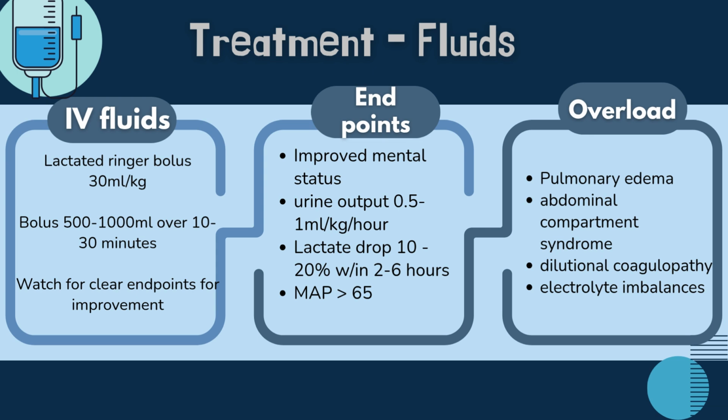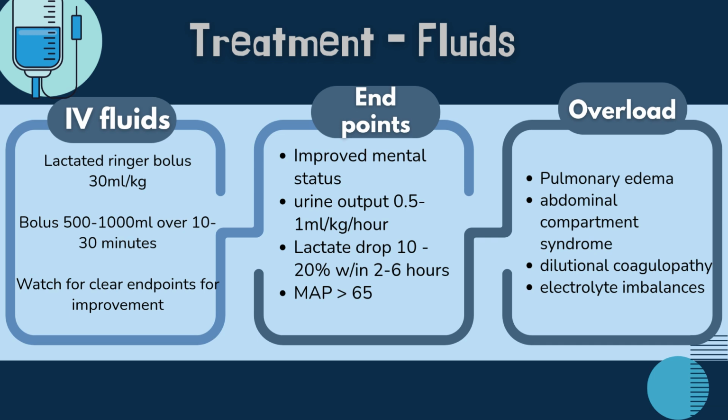What are we reassessing? We're looking for endpoints of reassessment. So we're looking for urine output to improve to equal or above 0.5 mLs per kilogram per hour. We're looking for mental status improving, so for our patients to become less confused. We're looking for that lactate to start dropping anywhere from 10 to 20% within 2 to 6 hours with serial lactate. And of course, we're looking for our mean arterial pressure to be equal or above 65. When we notice that our patient is stabilizing, we stop the fluids because overloading hurts too.